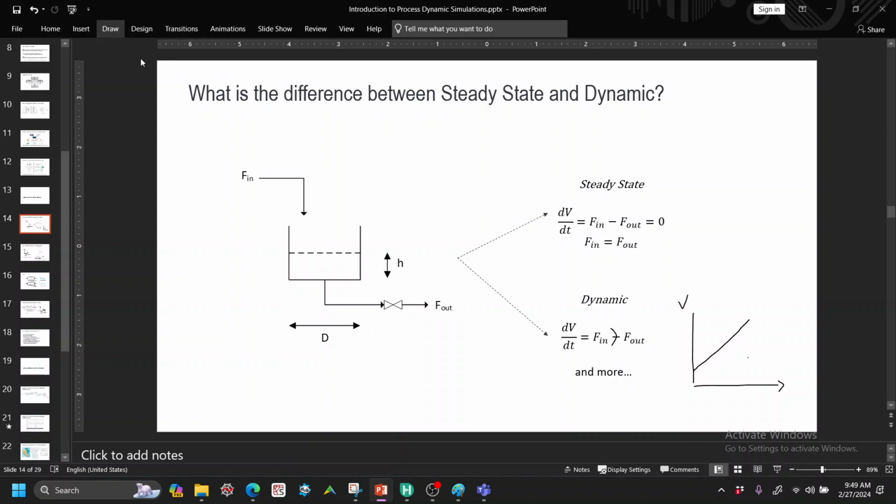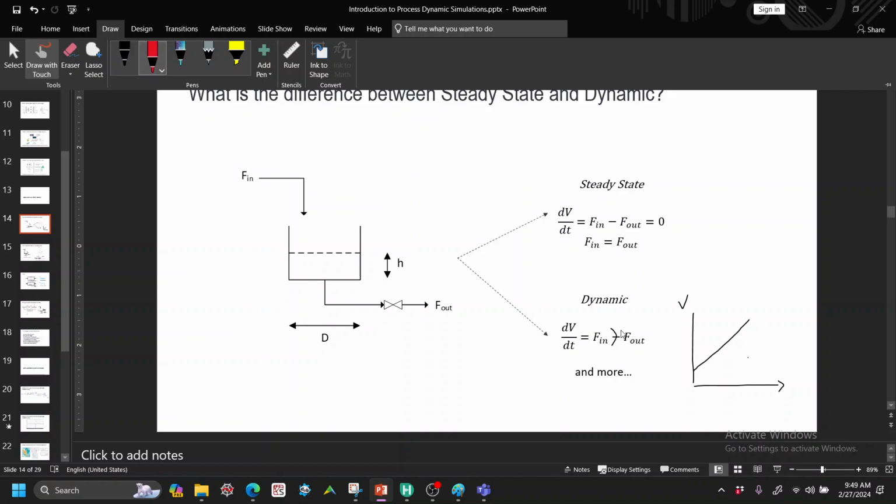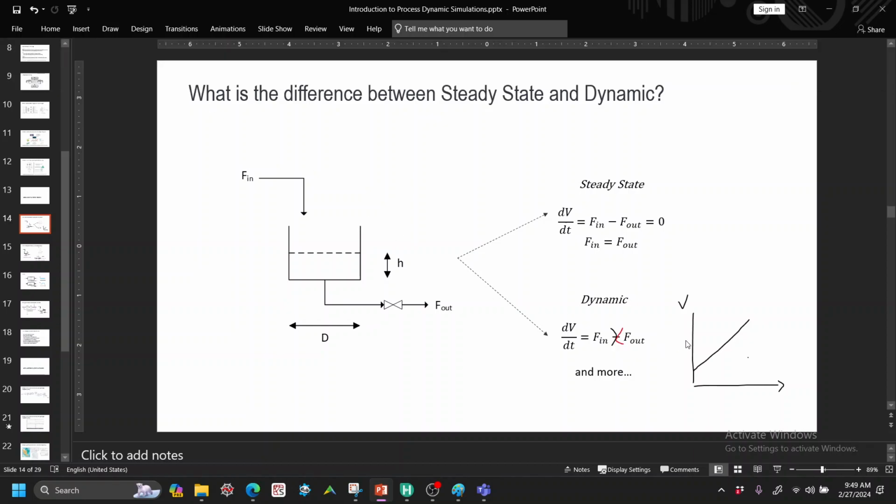But then if you have a lower one, you may have something like this, assuming that we start from the same starting point here, yeah? We'll have something like this, right? So that's as easy as that. So you will see, as time progresses, your level can go up or go down depending on how big the volumetric flow rate going in and the volumetric flow rate going out are. So that's how we see this. So that's dynamic, and that's steady state in one slide.